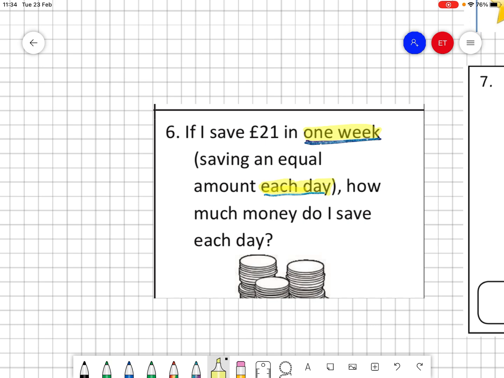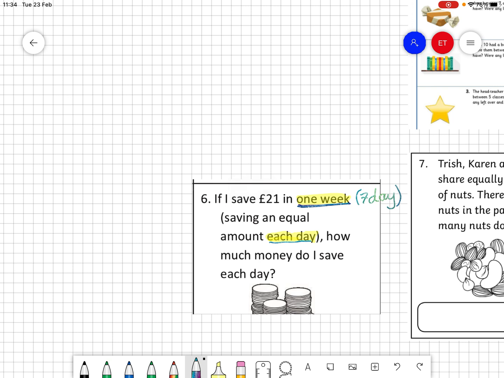So 1 week we know is 7 days, yeah? So if I save £21 in 1 week, saving an equal amount each day, how much do we save each day? So we could go to the extent of saying, well, there's Monday, Tuesday, Wednesday, Thursday, Friday, Saturday, Sunday. So 7 days. And in total, make £21.